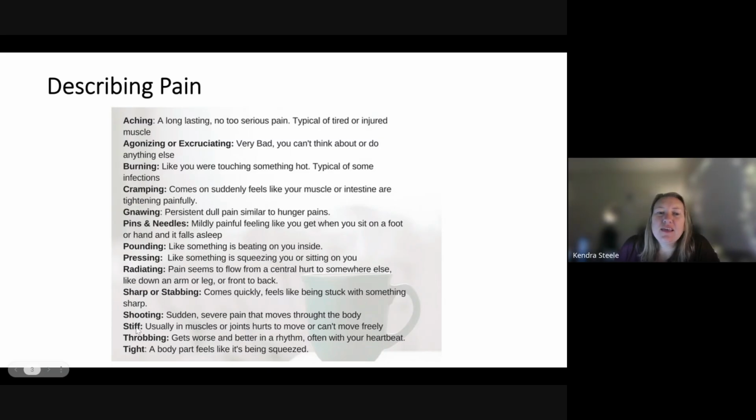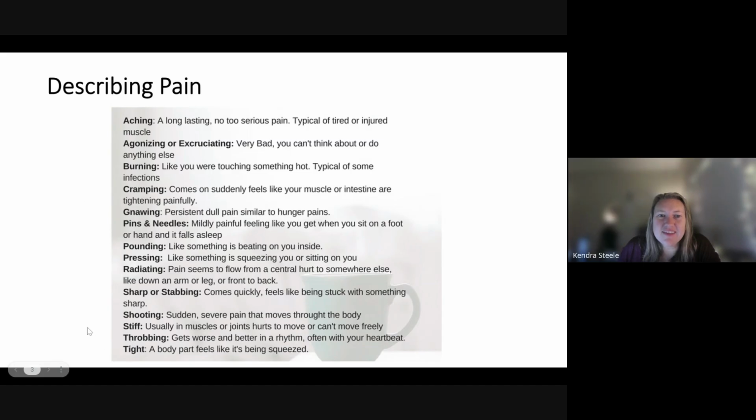Stiff is similar, not exactly the same, but similar to aching. It's usually in muscles or joints that hurt to move or can't move freely. Sometimes stiff means an ache, a pain, and you need to stretch it out. Stiff means that it feels difficult to move. So maybe it hurts to bend your knee. Maybe it hurts to make your leg straight. Maybe it hurts to move your shoulder. Okay. Stiff means it's hard to move. It feels stuck.